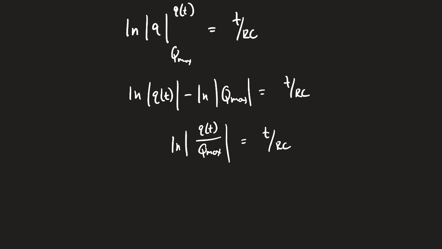Am I okay with saying that, or is this still really hard stuff? I think this is step-by-step exactly what we've already done. I'll raise both sides to the base of e and get Q of t over Q max equals e to the t over RC. And then it should be clear we screwed up.